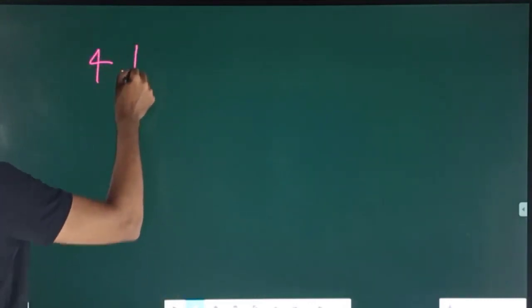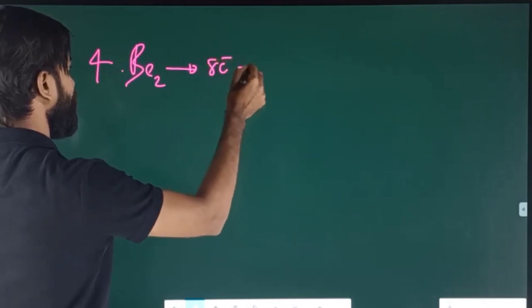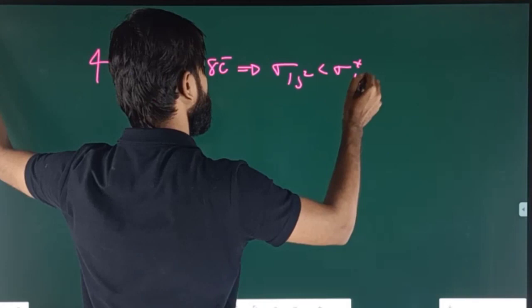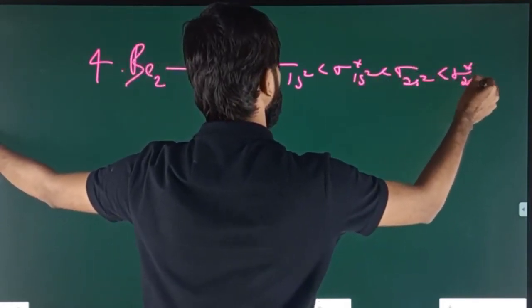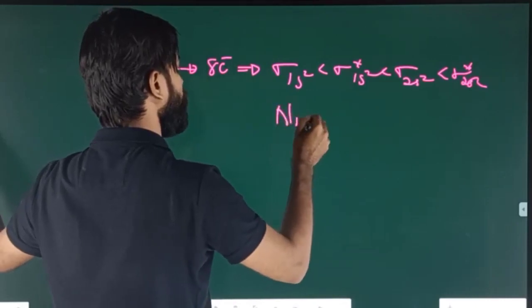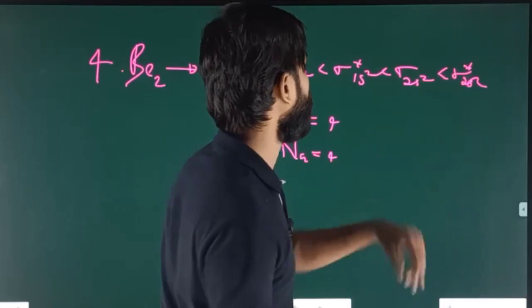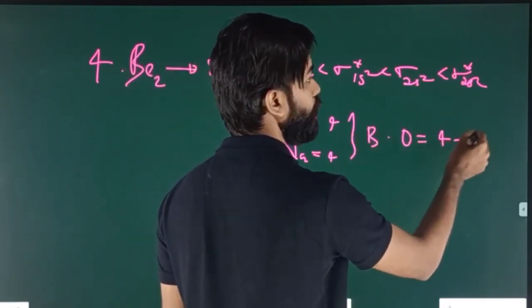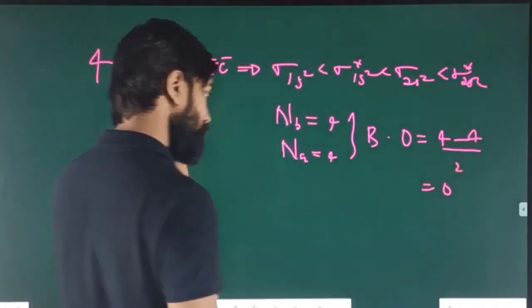Okay, consider the next example, that is Be2. There are 8 electrons because beryllium has 4 electrons. So the configuration is sigma 1s2 less than sigma star 1s2 less than sigma 2s2 less than sigma star 2s2. Bonding electrons and anti-bonding electrons are the same, equal to 4, right? 2 orbitals bonding, 2 orbitals anti-bonding. So the bond order is 4 minus 4 divided by 2, and the answer is 0. Since the bond order is 0, the molecule is unstable.